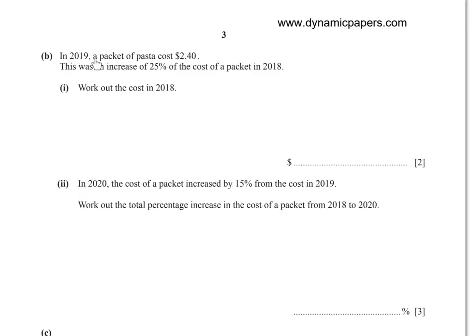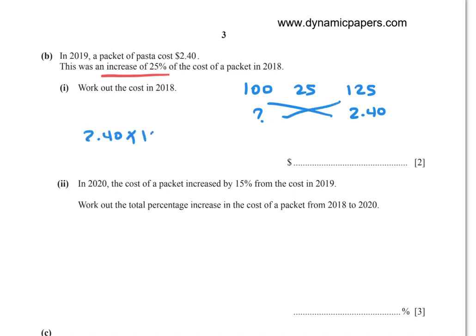B. In 2019, a packet of pasta cost 2.40. This was an increase of 25% of the cost of a packet in 2018. Work out the cost in 2018. So increase by 25%. So it was 100, increased by 25, now 125. After the increase, 2.40. So before the increase, you cross multiply. So 2.40 times 100 divided by 125 equals 1.92.